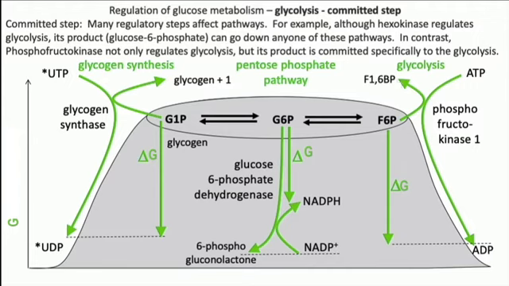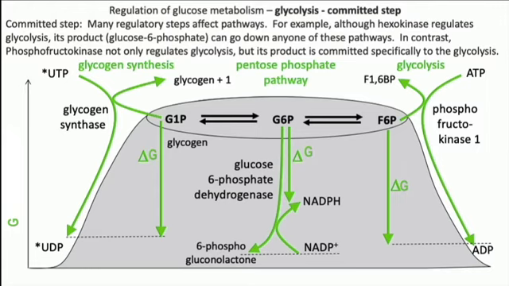In other words, just as you could say that hexokinase regulates glycolysis, it also regulates the pentose phosphate pathway and glycogen synthesis, but again, it's not the committed step for any of these pathways. It can upregulate or downregulate all of them to some extent. There are much more powerful and much more important regulators of these pathways.